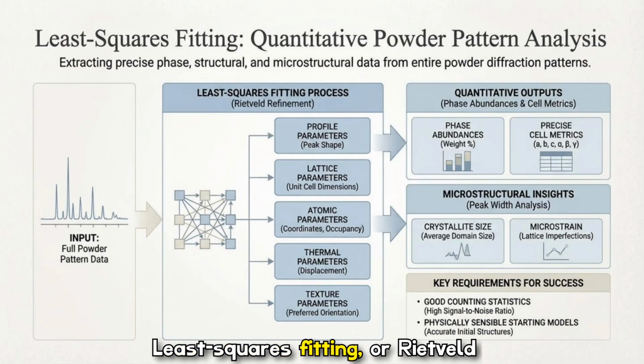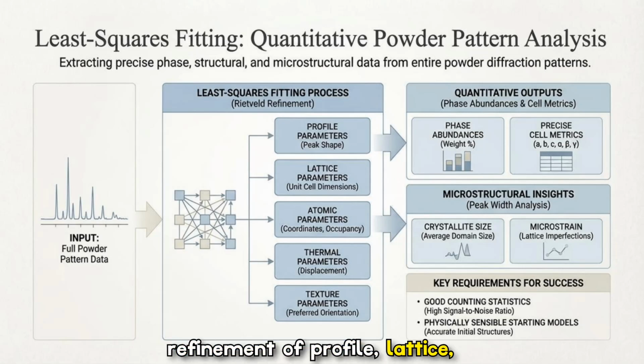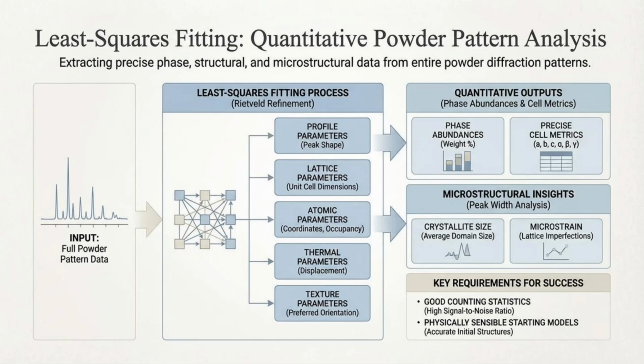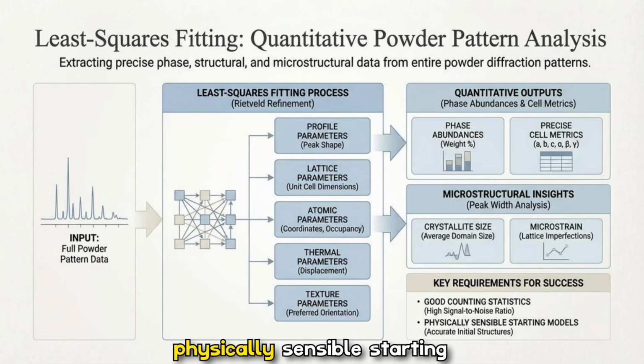Least squares fitting, or Rietveld refinement, is presented as a way to extract precise phase, structural, and microstructural parameters from full powder patterns. The flowchart shows refinement of profile, lattice, atomic and thermal parameters as inputs to yield phase abundances, accurate cell metrics, crystallite size, and microstrain, and it notes that success depends on good counting statistics and physically sensible starting models.